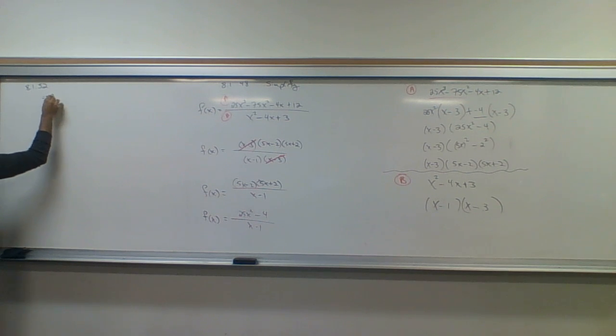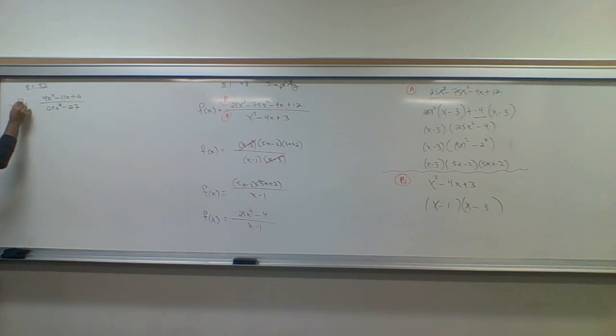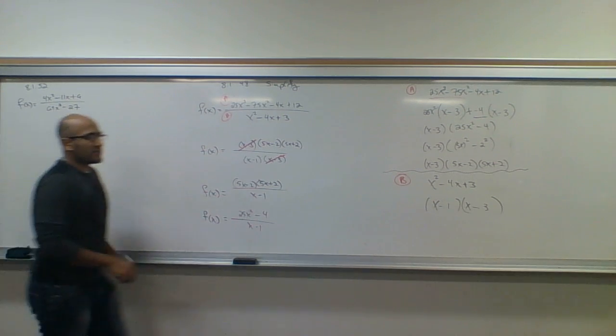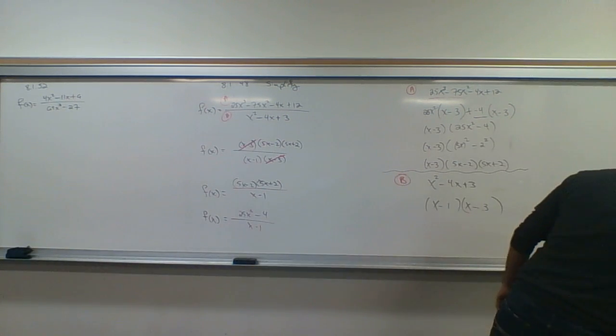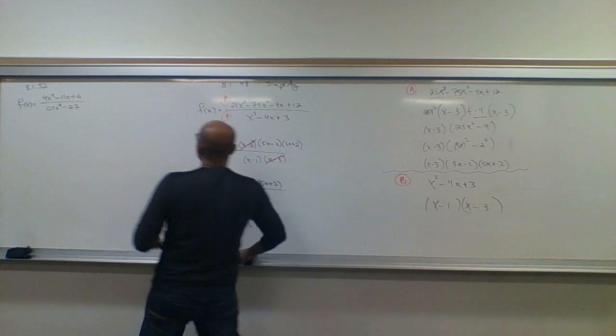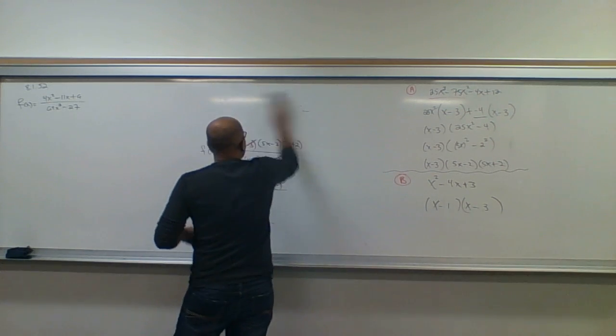Four x squared minus 11x plus 6 divided by 64x cubed minus 27. Simplify that. So we have to factor the numerator and factor the denominator. In the numerator, again, let's put it off to the side and do our work on the side on factoring. But what factoring technique are we going to have to use there?